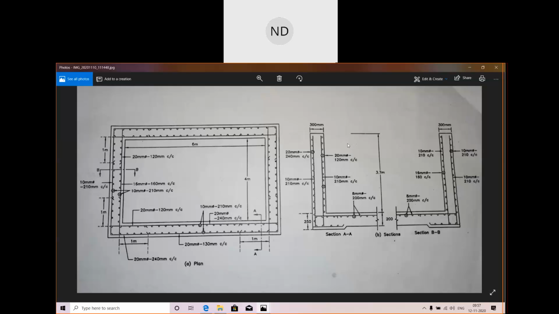Let me take your attendance till then. This is section B.